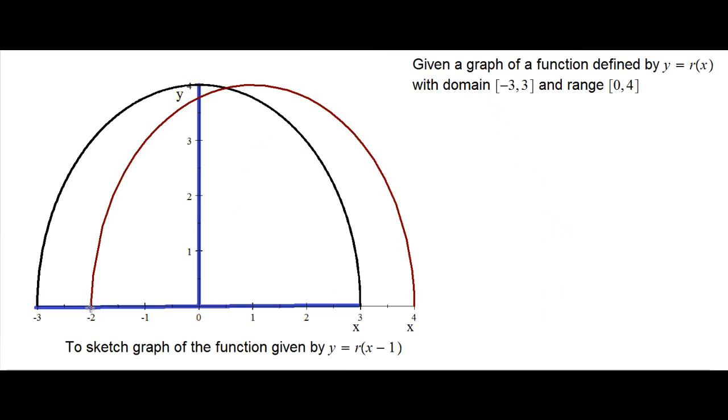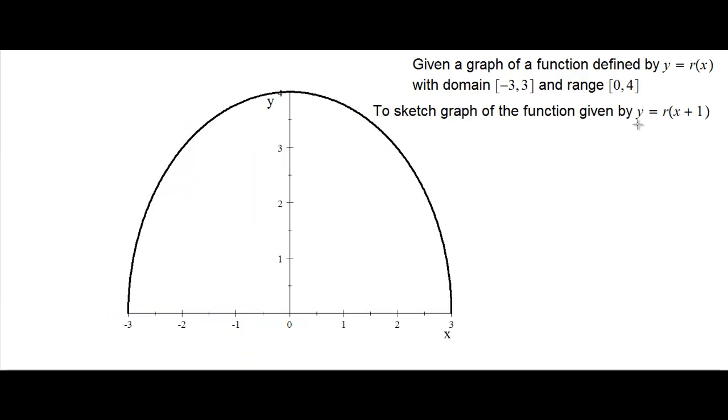Now with this transformation, the domain of the new function becomes what? That becomes the closed interval -2 to 4, and the range is the same, because in the horizontal shift the y values didn't change. So the range still remains what? The closed interval from 0 to 4.